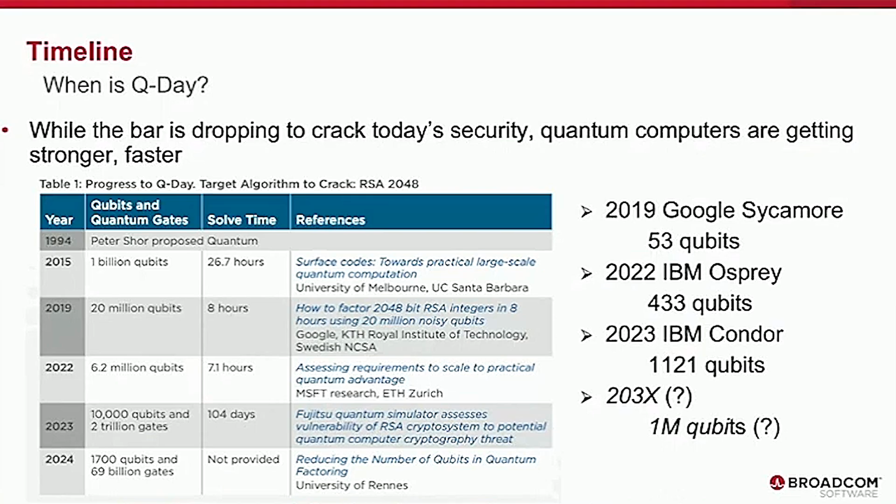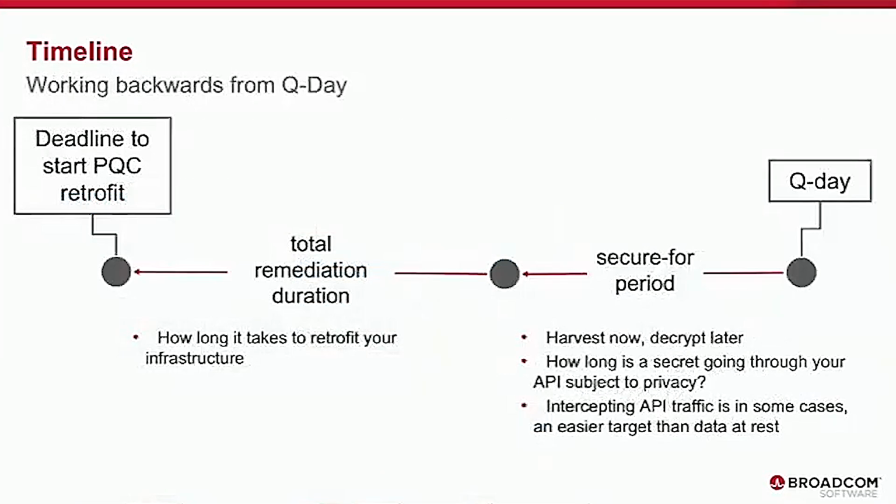So when is a million qubit? It feels like it could be 2030 something. Nobody knows. So the timeline based on this looks like this, right? So you have on the right side Q day, that question mark target, and on the left side the deadline by which you should start your PQC retrofit project.